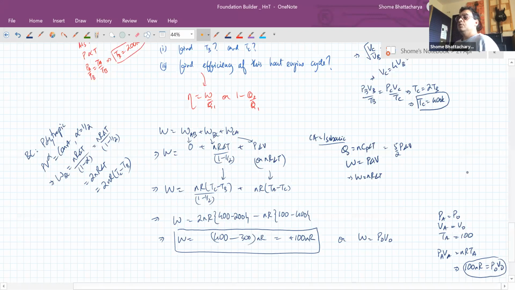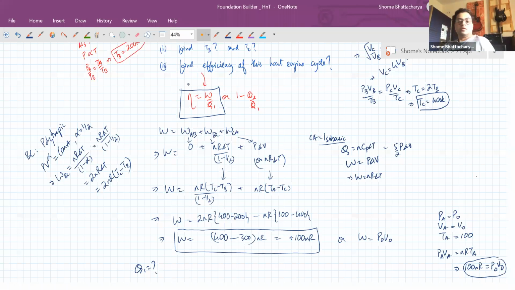Okay. Now similarly, I want you to calculate Q1, because we'll calculate the efficiency by this formula, W by Q1. So once again, the tricky thing is, for Q1, you have to understand which part of the process heat is supplied to the gas and which part of the process heat is withdrawn from the gas. So for that, we have enough information about the individual processes AB, BC, and CA. So you should be able to visualize or calculate it from that. So just try it out.